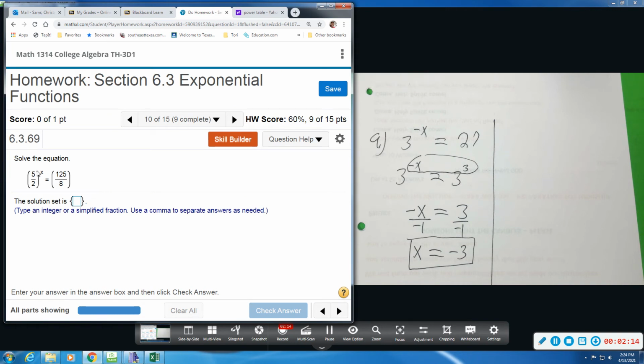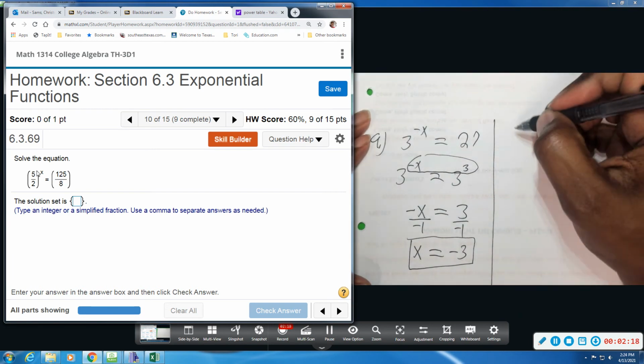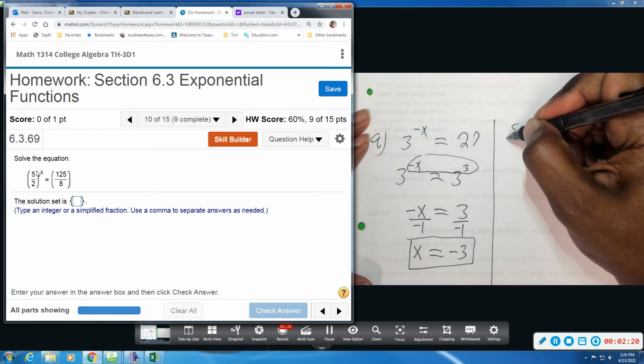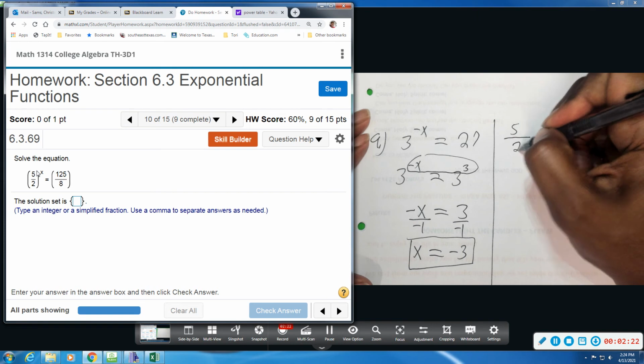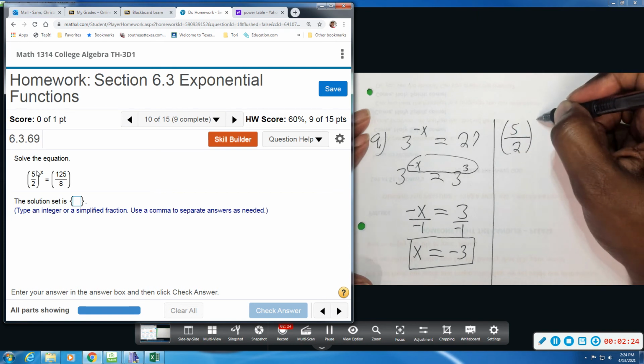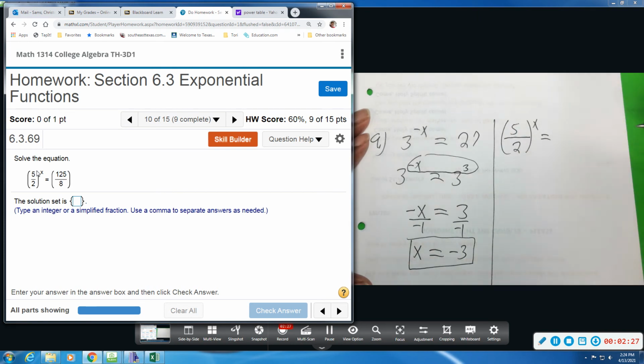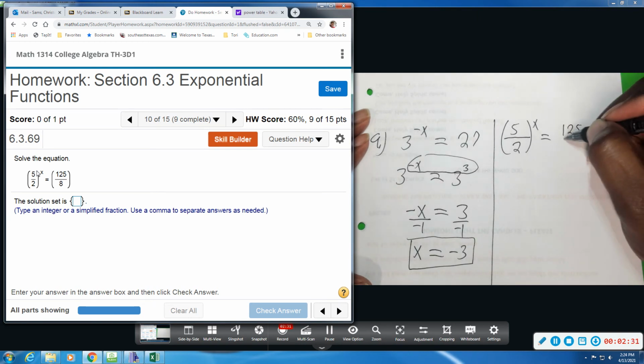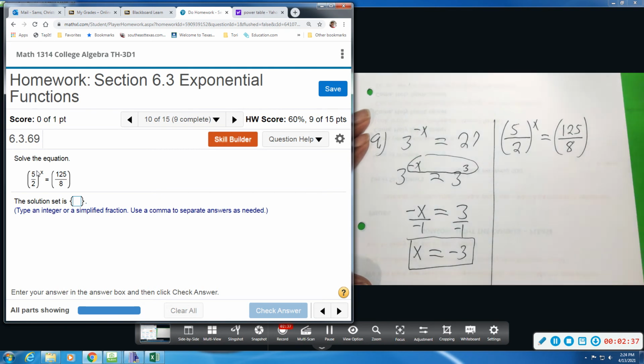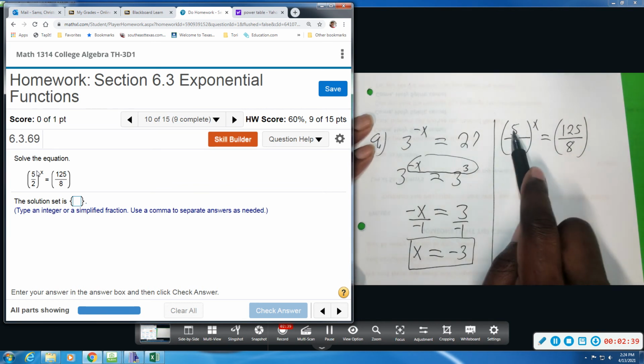Okay, number 10, we're going to be doing a very similar process. We have 5 over 2, to the x power, is equal to 125 over 8. This time we have two numbers that we want to match up.